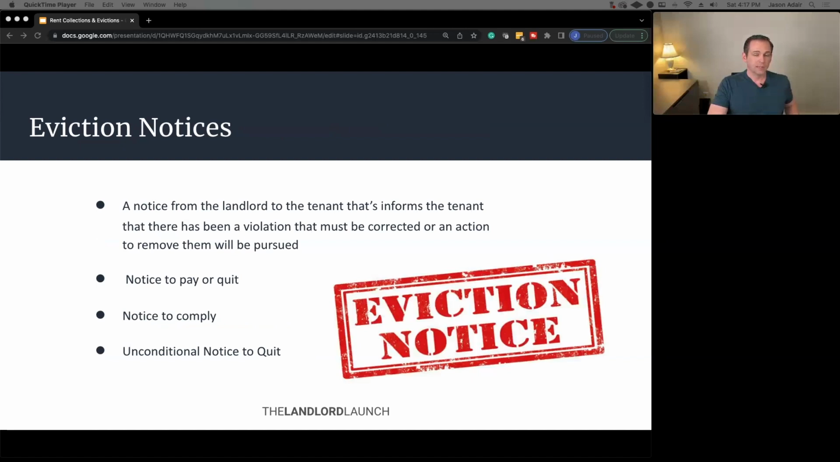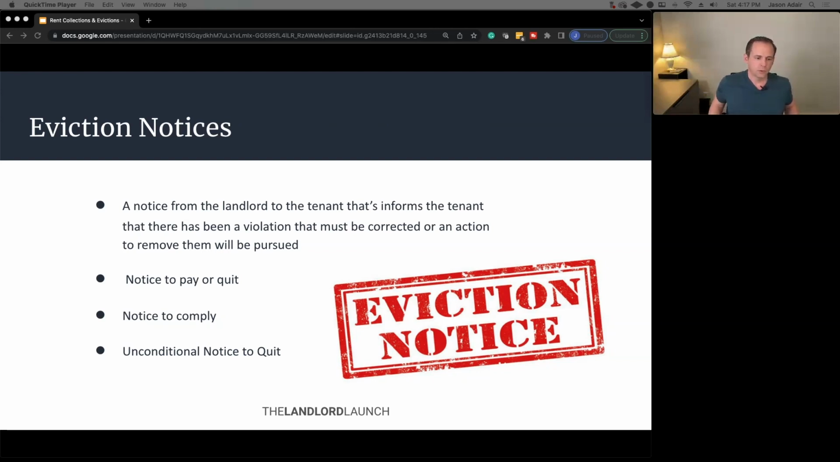But that's no reason to let somebody stay there either, not paying. Matter of fact, if you do that and you put your head in the sand, it's just going to get worse. Okay, so let's talk about eviction notices. There's a couple general types of eviction notices. An eviction notice is basically something from the landlord to the tenant that informs the tenant that they have violated some provision in the lease agreement, and that they have to correct that within a certain amount of time, or you are going to have them evicted, removed from the premises, which is an eviction.